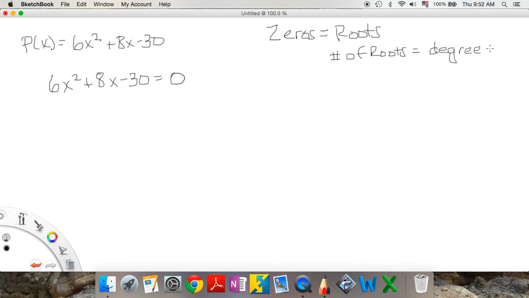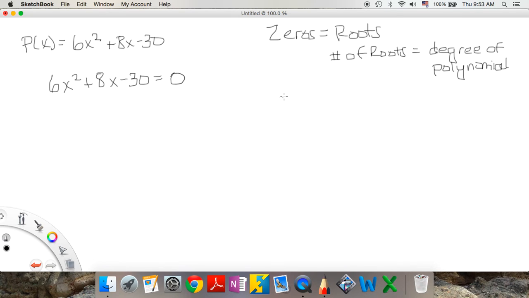Now, that means in this case we're going to have 2. Now we know that sometimes a parabola doesn't touch the x-axis at all, so how can we have 2 zeros or 2 roots then? Well, that means they're imaginary. So sometimes we have imaginary numbers we have to deal with, but the number of roots is always equal to the degree. So this is a degree of 2. It's a quadratic because 2 is the highest. That means there's going to be 2 answers.